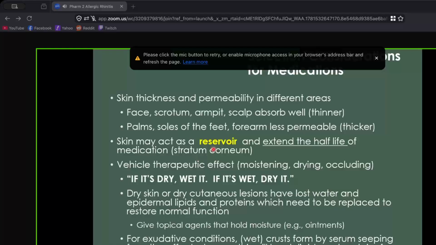So big thing here, same thing that we already talked about, reservoir: depending on where you're putting it, it can extend a half-life depending on what's going on, or potentially even shorten a half-life. And then you have different areas, paying attention to what's considered a thin area and a thick area, because this is what's going to come up. If it's dry, wet it. If it's wet, dry it. You're going to see that several times. So all of this other stuff, I just don't need you to learn that. You're going to learn that stuff in derm.